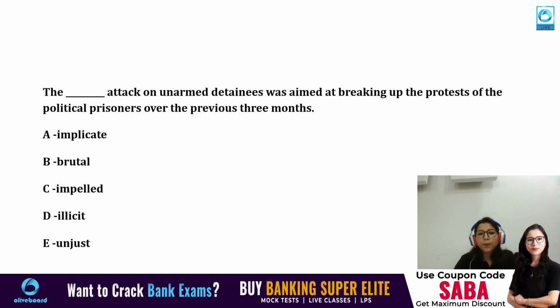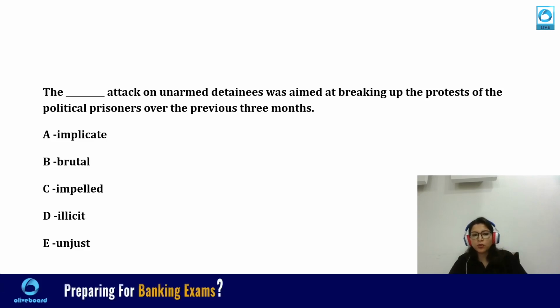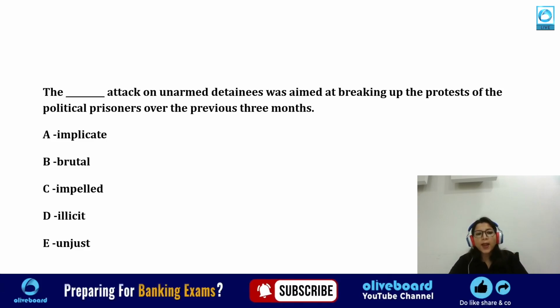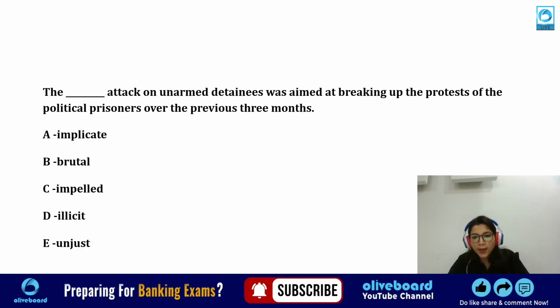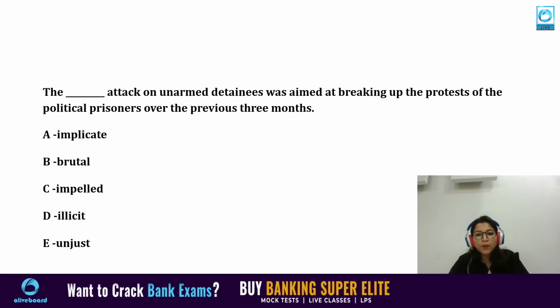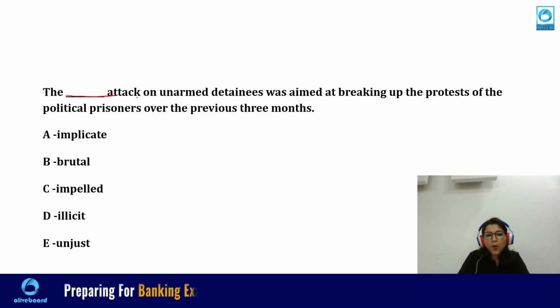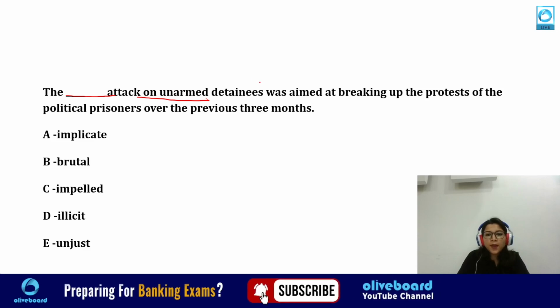Okay, so let's see the question. See, starting में I've started with the basic questions, फिर आगे धीरे धीरे level increase होगा. The dash attack on unarmed detainees was aimed at breaking up the protests of political prisoners over the previous 3 months. अब देखिए, the dash attack, यहीं से देखिए, on unarmed detainees, यहीं से हमें idea मिलना चाहिए कि क्या होगा.